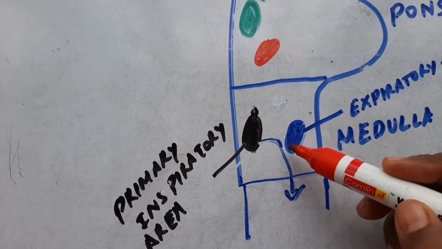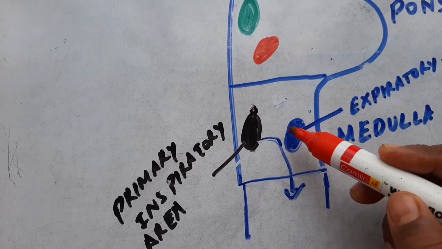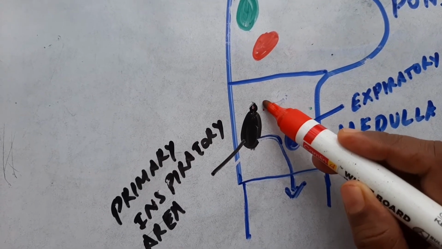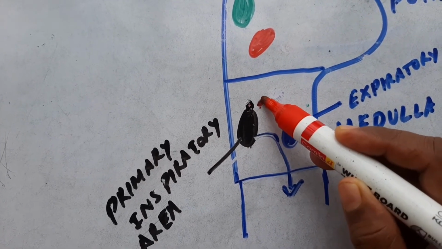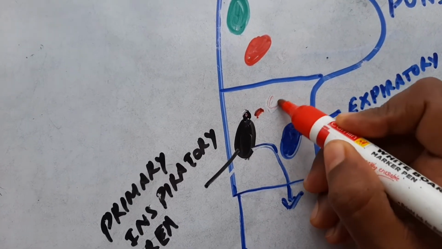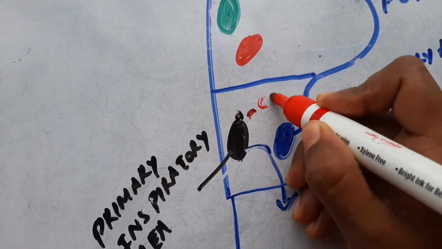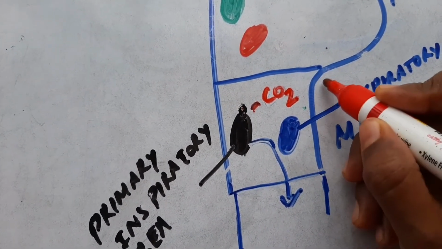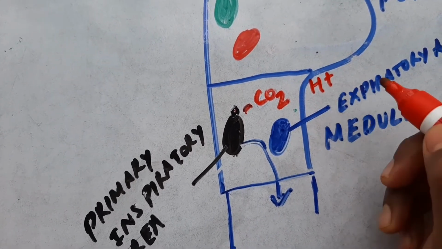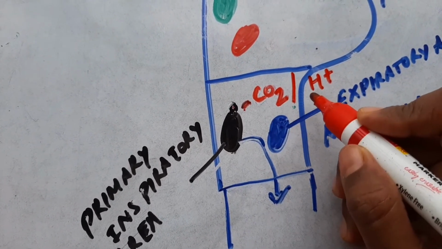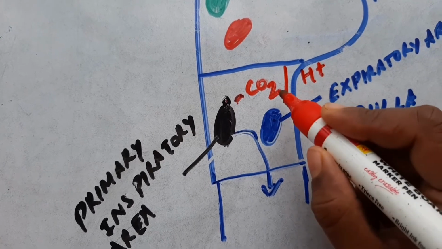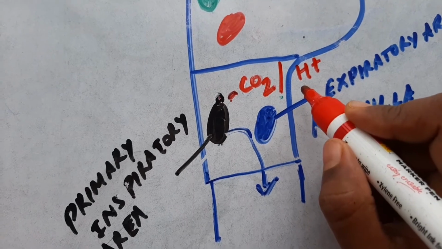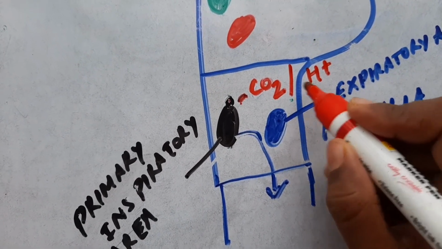Near the rhythm center, there is a chemosensitive area. This chemosensitive area located adjacent to the rhythm center is highly sensitive to carbon dioxide gas as well as the hydrogen ion concentration, that is, the proton. So this center is highly sensitive to carbon dioxide and the hydrogen ion concentration, and they increase the activity of this center.